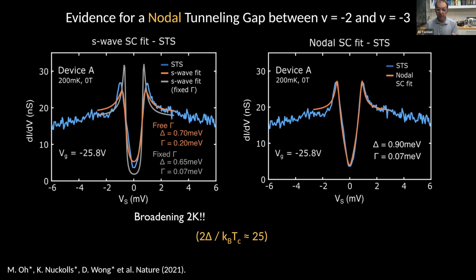Since my time is running out, let me tell you a couple of items that make us convinced that this is a very unconventional superconductor. First is this large ratio of 2 delta over kTC. This gap actually survives above the TC of the sample.